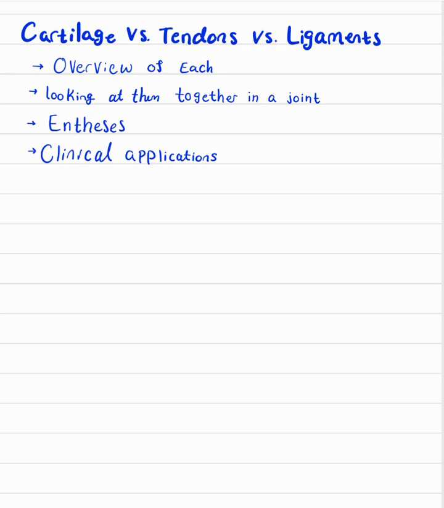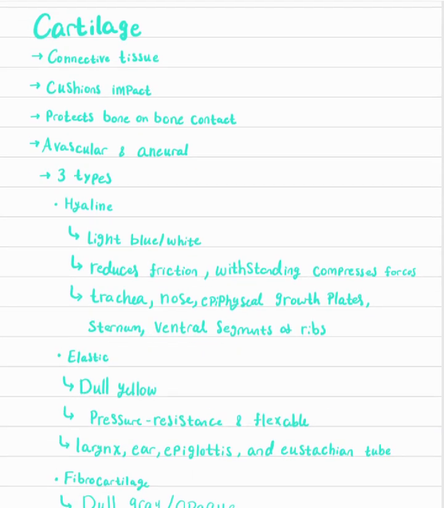Entheses. And then we're going to look at some clinical applications. So, first let's start with cartilage. Cartilage is a connective tissue. It helps to cushion impact. So think of a shock absorber.